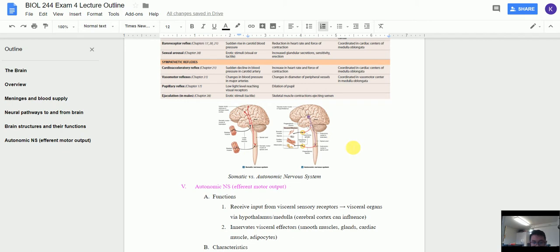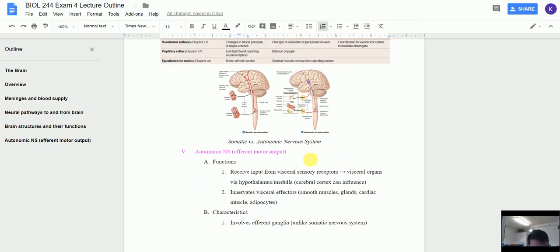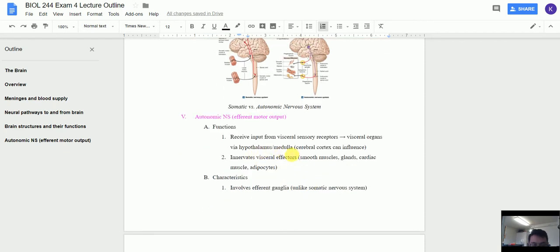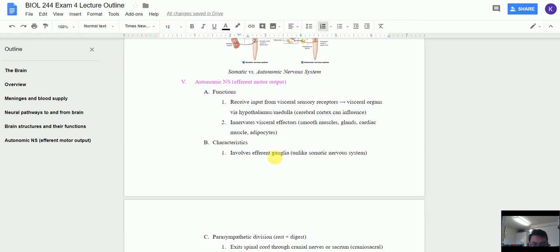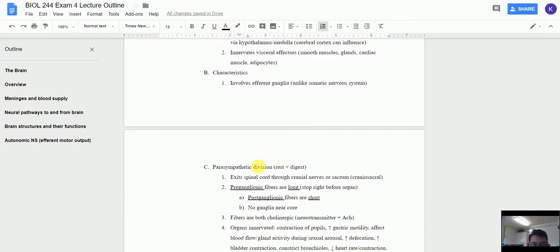Somatic versus autonomic nervous system differences here. Input comes in from visceral sensory receptors, then goes to visceral organs via the hypothalamus or medulla. Innervated visceral effectors. Characteristics involve efferent ganglia. Parasympathetic division: rest and digest.